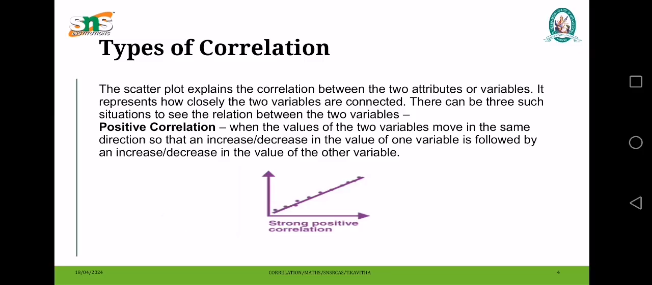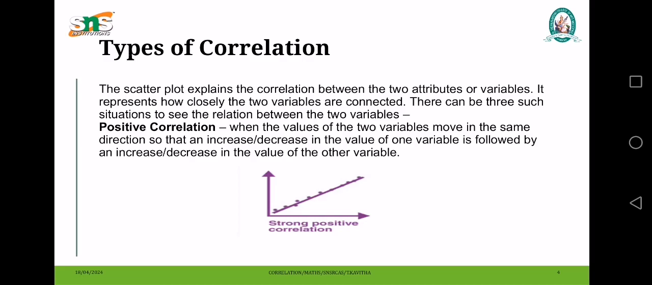Types of correlation. The scatter plot explains the correlation between the two attributes or variables. It represents how closely the two variables are connected. There can be three such situations to see the relation between two variables.